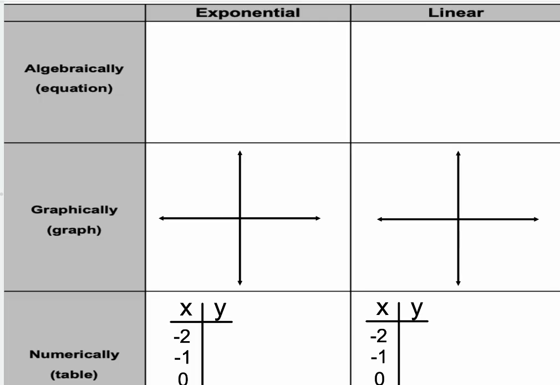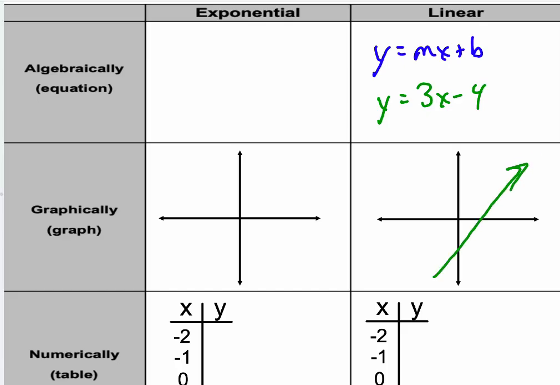So a quick comparison of exponential functions and linear functions. Linear are what we're used to, our y equals mx plus b. Equations that form a line. So y equals 3x minus 4, something like that. When we graph them, they're going to be straight lines. So we know about their slope, we know about everything else, but it's always going to be in a straight line. It's kind of increasing or decreasing at a steady rate.